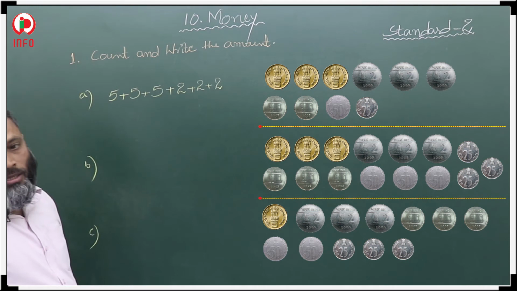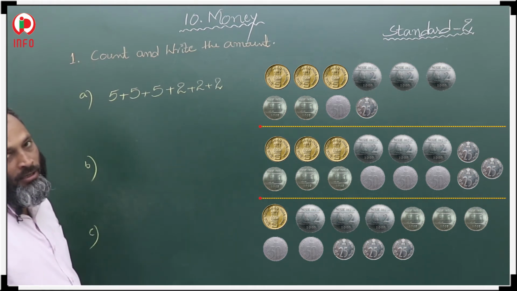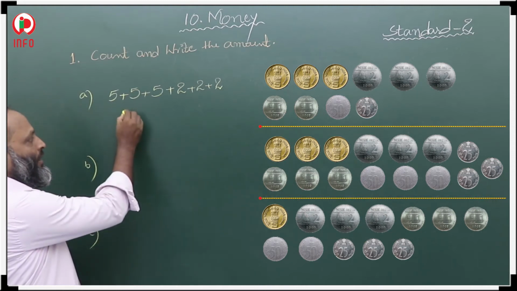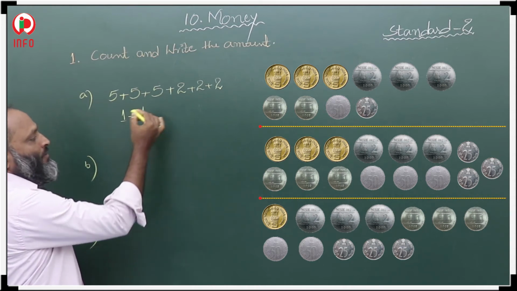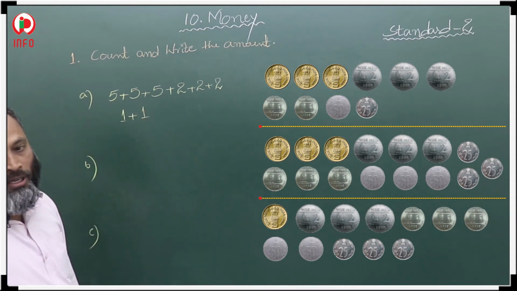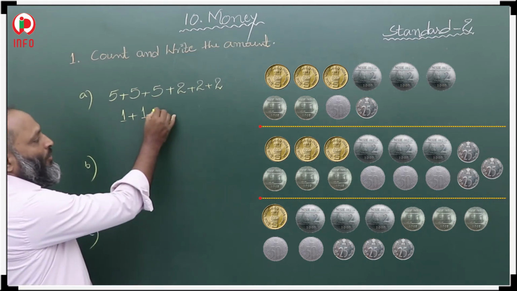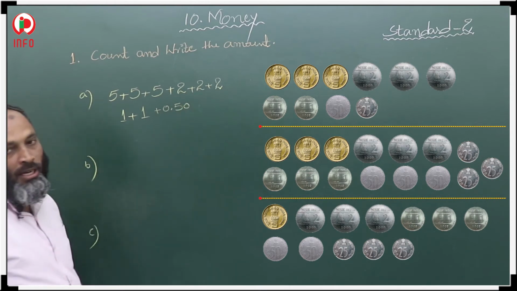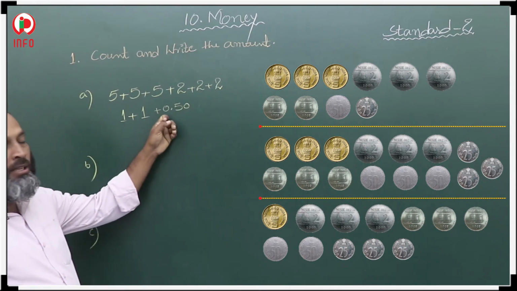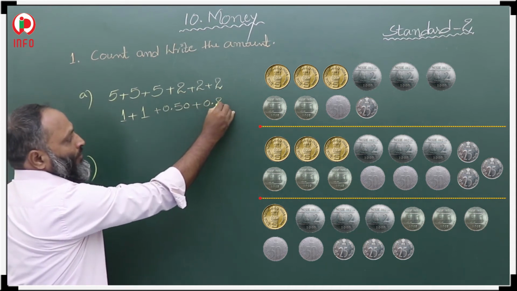Then 2 1 rupee coins are given, so I have to add 1 plus 1, 2 times. Then after that 50 paisa coin and 25 paisa coin, 1 50 paisa coin is given and 1 25 paisa coin is given. 50 paisa means 0.50. Paisa means we have to take in decimal, 0.50. 25 paisa means 0.25.